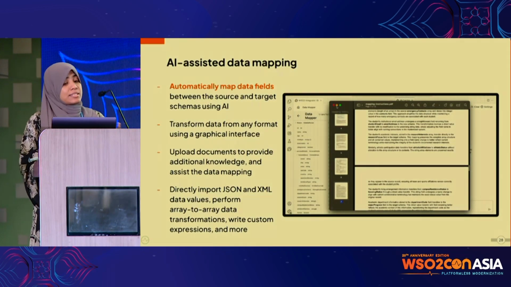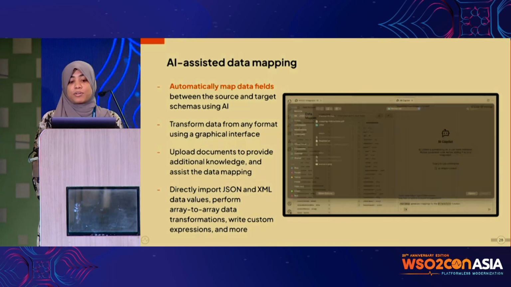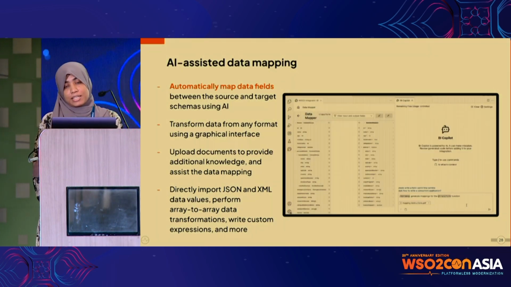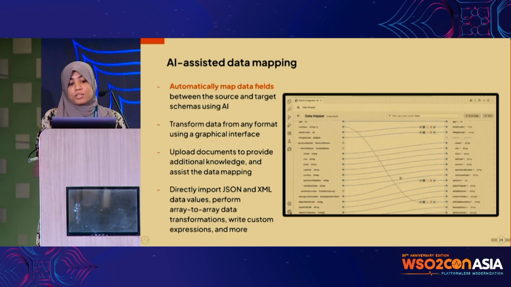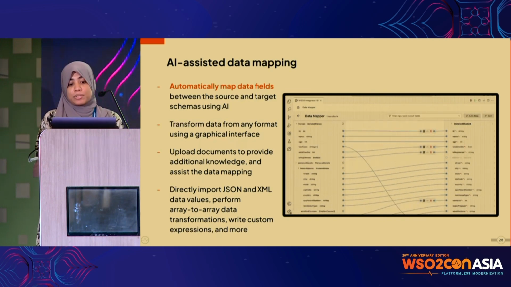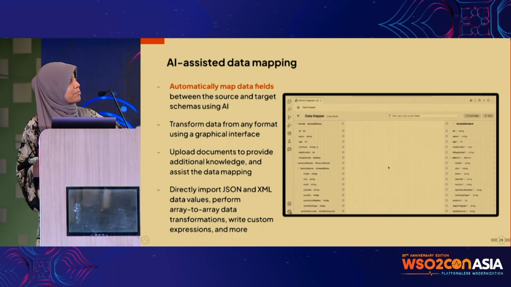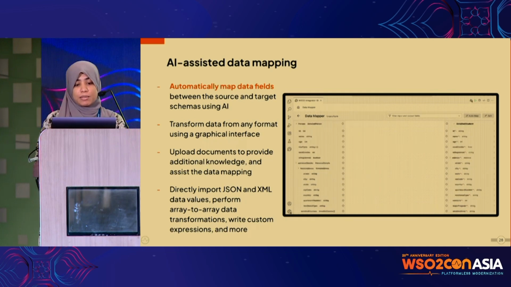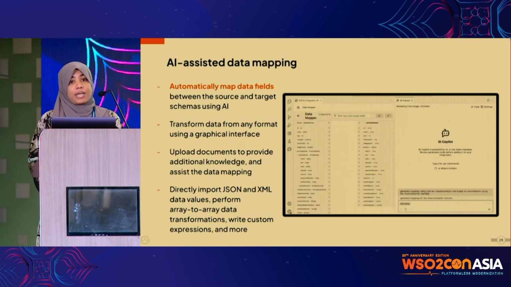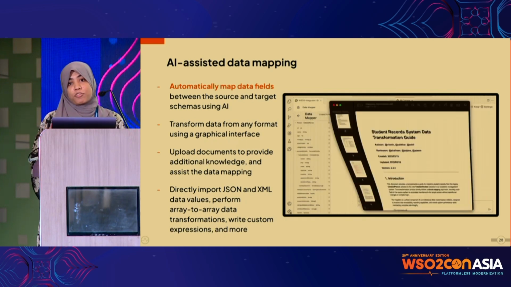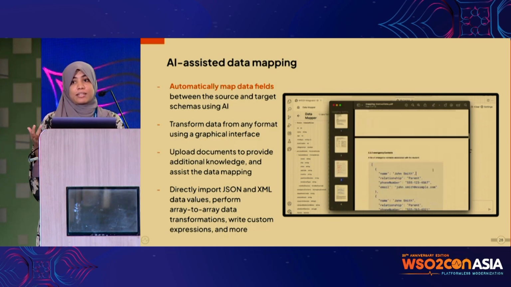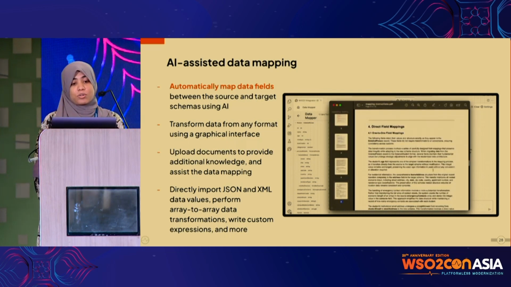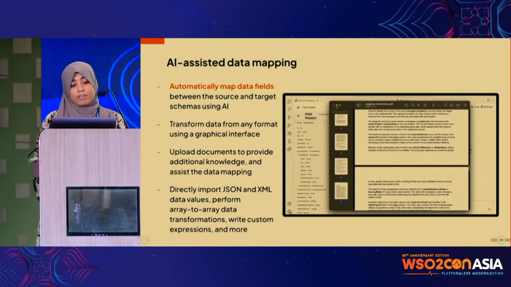BI also has visual data mapping, where you can do your data mapping in a graphical interface, but this is also now AI-assisted data mapping. So you can automatically map data fields. This is a bit of a comprehensive example. We'll go through a simpler example today. But you can use automatic data mapping to suggest an initial set of mappings that you could probably accept as is, or then go on and refine later on.